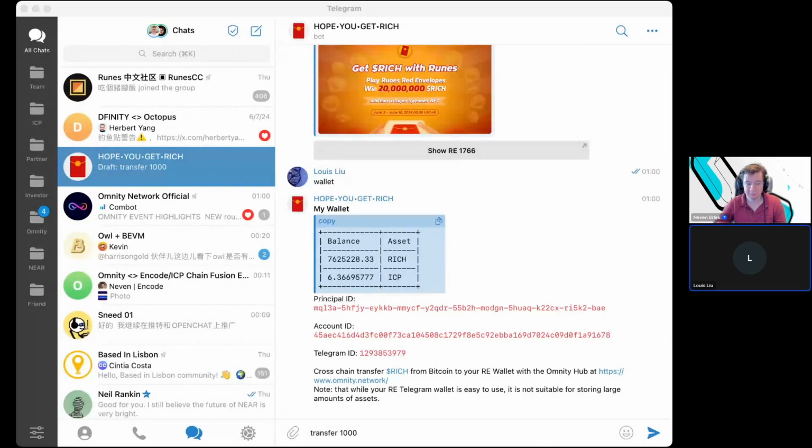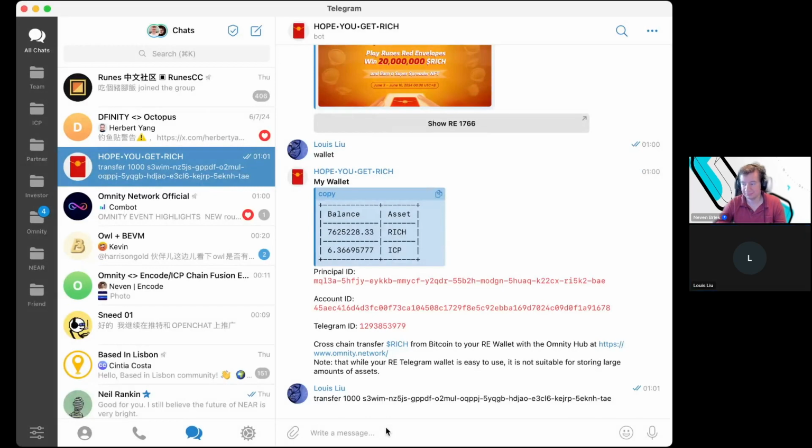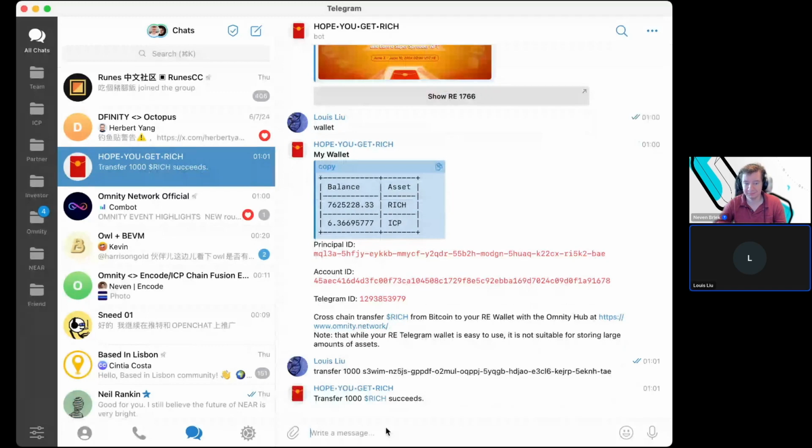Oh, where's my Telegram? Okay. I can transfer 1,000 Rich to this wallet. Okay, it's a success. So people can directly interact with ICP from their Telegram bot.